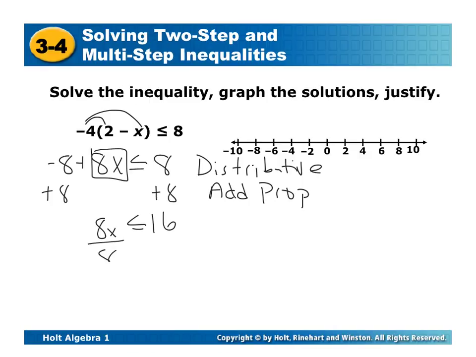And now I'm going to go ahead and divide both sides by 8. And that's going to be the division property. Because I'm dividing by a positive, our sign is going to stay the same, and 16 divided by 8 is 2. So x is less than or equal to 2. So that means we're going to have a closed circle at 2, and the arrow is going to go to the left.